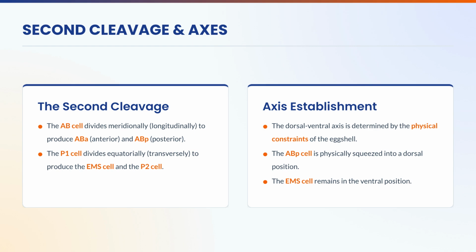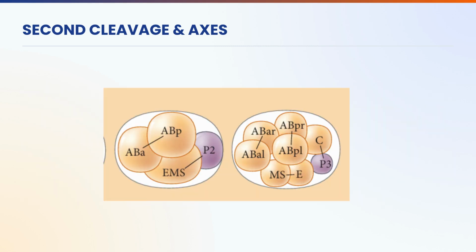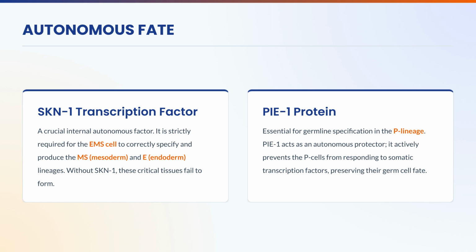The dorsal-ventral axis is established as the ABP cell is squeezed dorsally against the eggshell, while the EMS cell remains ventral. This image illustrates the orientation and products of the second cleavage, marking the transition to the 4-cell and 8-cell stages. Autonomous cell fate is driven by internal factors.